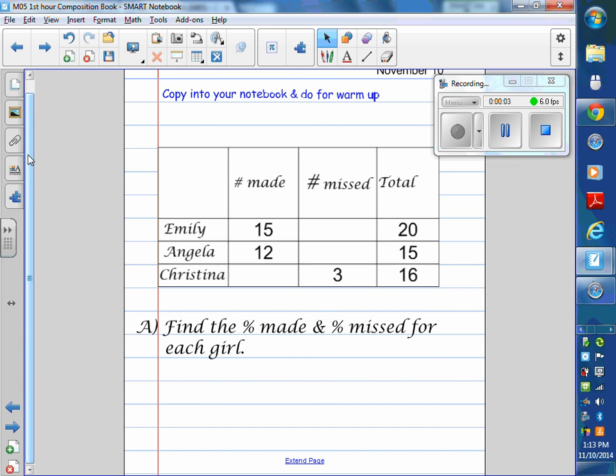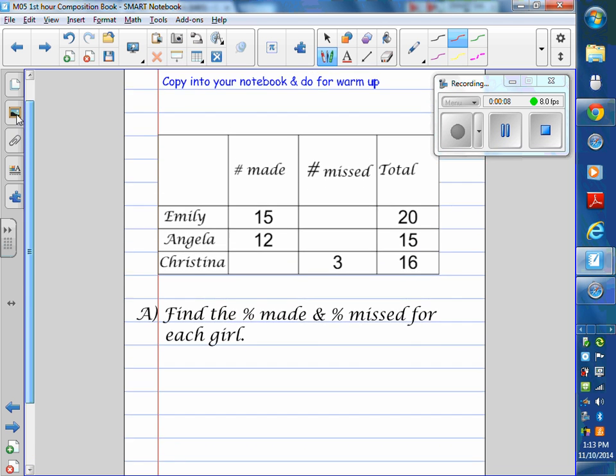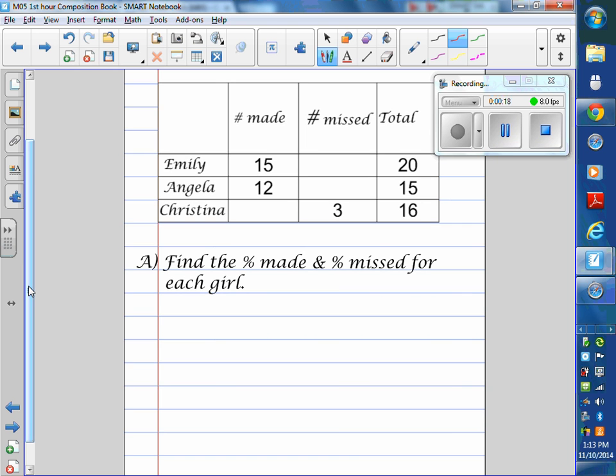Okay, so we're going to work on Emily's percentage. This is a chart about basketball shots. Like she made 15 out of 20 baskets. Could be free throws, right? So if we talked about Emily, how would you set up a little chart? Or what would you do first? Tell me what you would do. Yeah, you could make a ratio table.